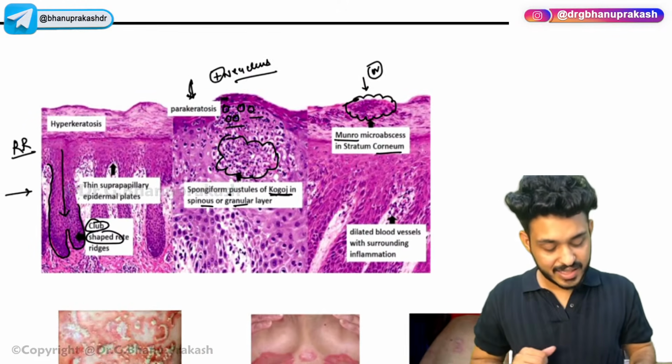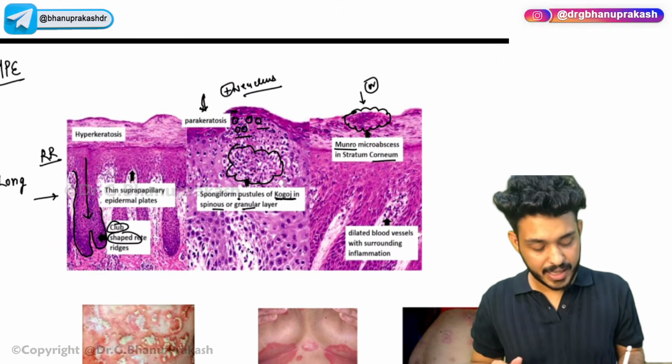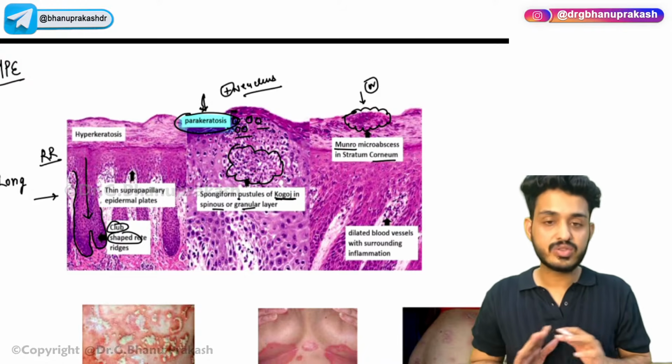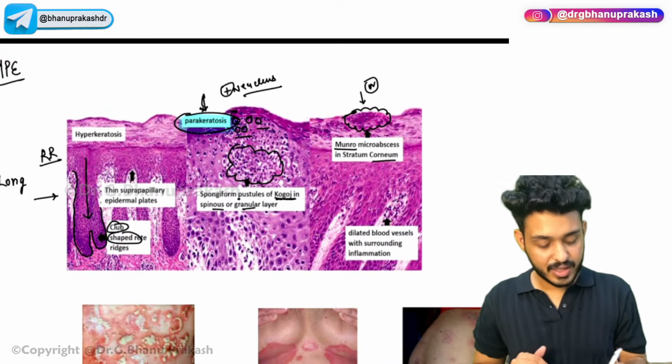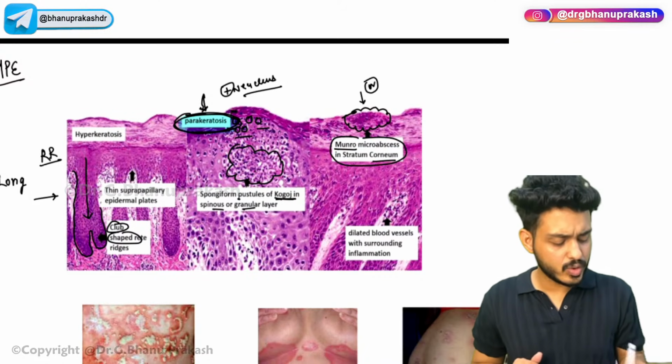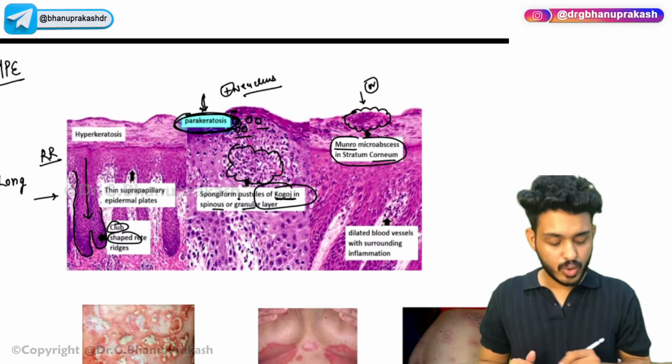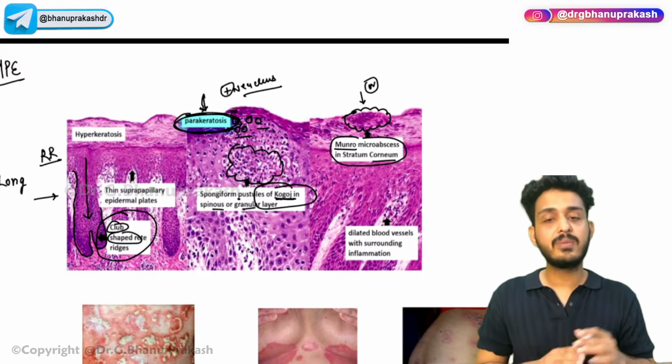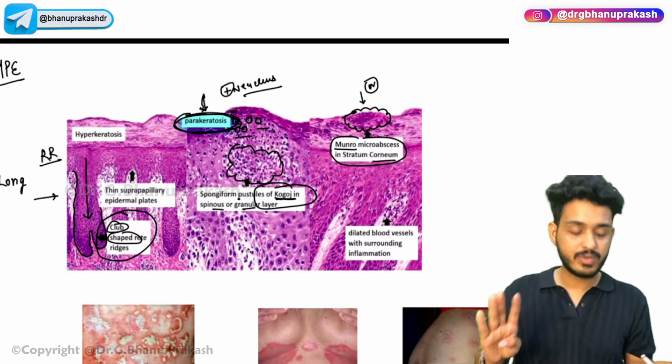Okay, so these are the important points that you have to remember. Parakeratosis, remember this much and you will not get the question wrong anywhere. We are having parakeratosis, we are having Munro's microabscess, we are having Kogoj's pustule, and we are having club shaped rete ridges. Four points you have to remember.